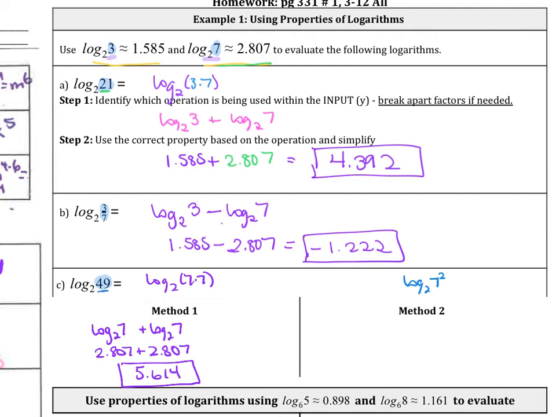So with this property, remember that what we do with the power is put it to the front and multiply. So this becomes 2 times log base 2 of 7. And now we have 2 times that, where log base 2 of 7 was 2.807, and so you get the same exact answer of 5.614.